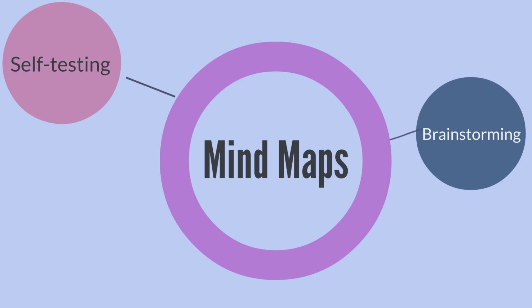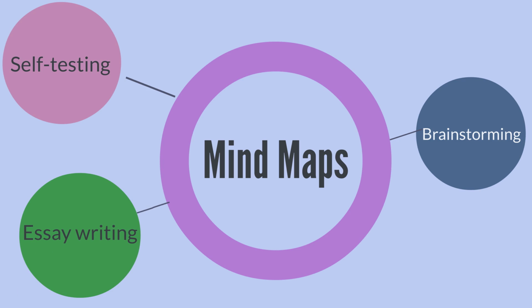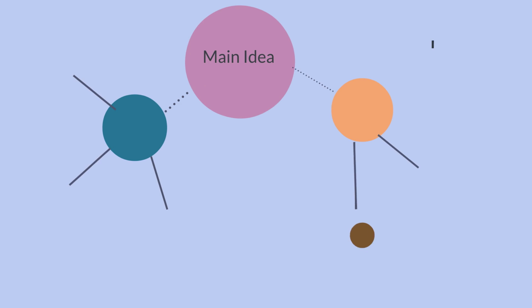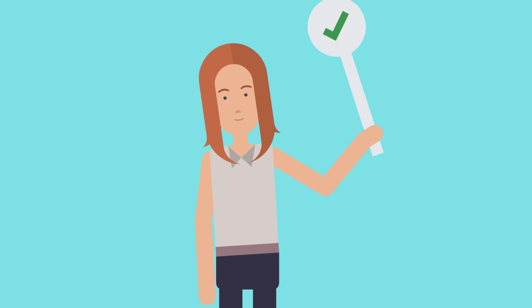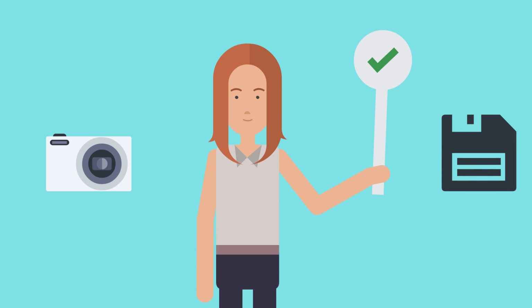Keep on adding ideas, concepts, and pieces of information as they come to mind. You may start to notice that the thoughts you're generating connect to your main idea, or to other ideas elsewhere in your map. Get creative, and don't be afraid to use different colors, symbols, or images if they help trigger memory and understanding. Make sure to save your mind map by taking a picture or saving the file.